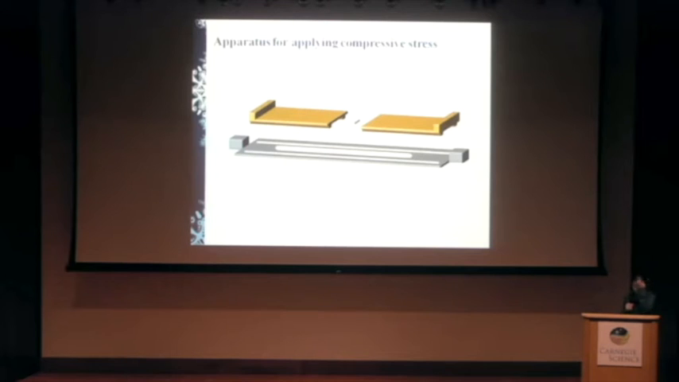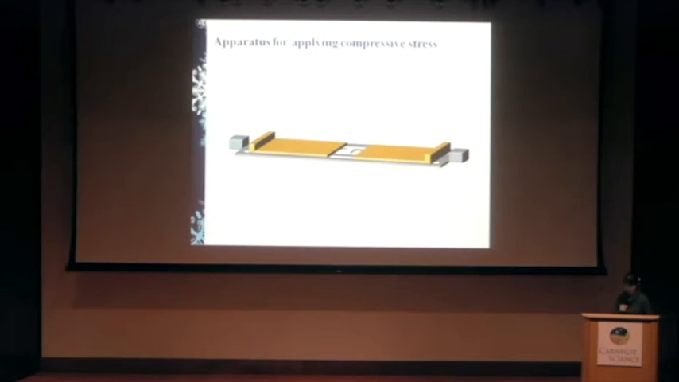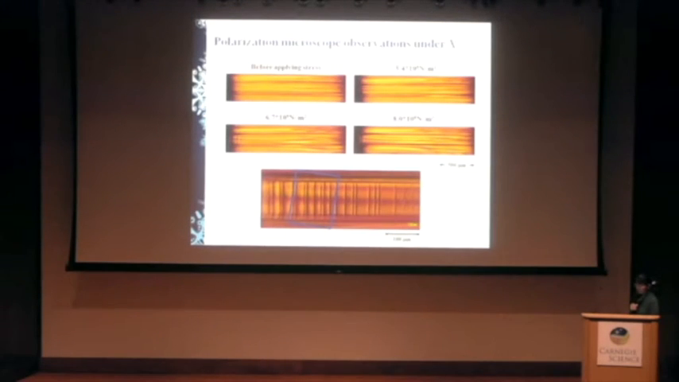And also, we tried to apply stress, because if we want to use the domain boundary for applications, it is necessary to control the domain boundary and also its properties. So we did a tentative experiment by making this kind of apparatus. We use a screw to apply the stress like this. And when we use this apparatus and measure under the polarization microscope, this is the result. We are applying the stress parallel to the lateral direction.